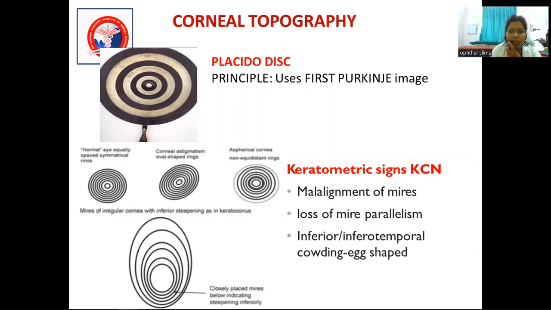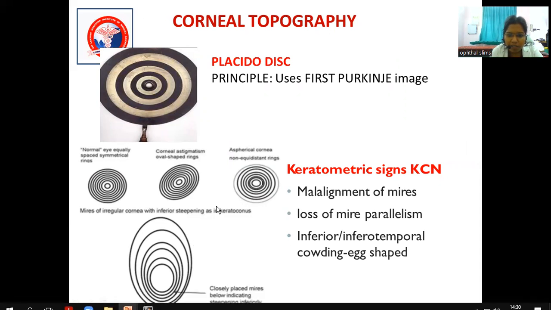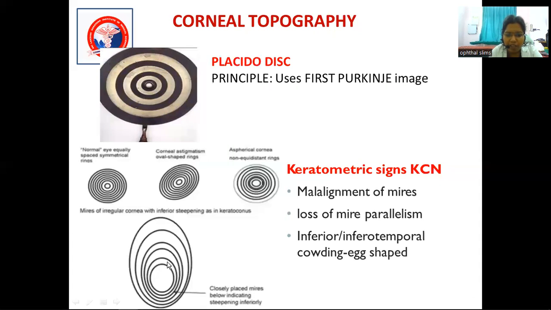Then corneal topography, where we have the classical disc-based Placido principle, which uses the first Purkinje image. In normal patients, it will be seen as equally spaced symmetrical rings. In case of corneal astigmatism, it is seen as oval-shaped rings. Aspherical cornea, it is seen as non-equidistant rings. Signs in keratoconus are malalignment of the mires, loss of Meyer parallelism, inferior or inferotemporal curving egg shape. Here we can see malalignment of the mires. There is no Meyer parallelism here, and there is inferior or inferotemporal curving egg shape, which indicates that there is inferior steepening.